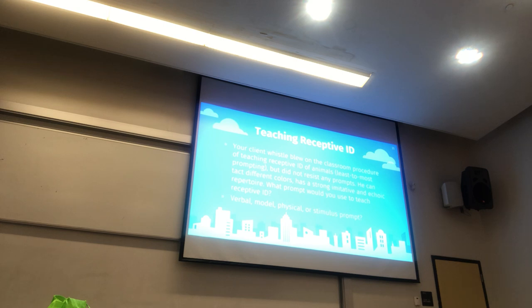Gestural is a good one. You could use what else? Position prompt. Yeah. So gestural is that movement prompt, so you're pointing to, you're moving towards the correct response. That position prompt, you could put the correct one a little forward. An important aspect that I put in here is they can tact different colors. So they are visually discriminating if they can see blue and say blue, see green, say green. So it might just be coming into contact with the correct contingencies here.